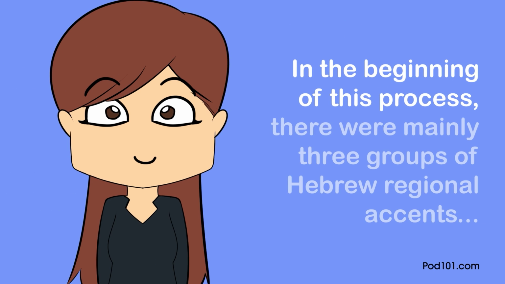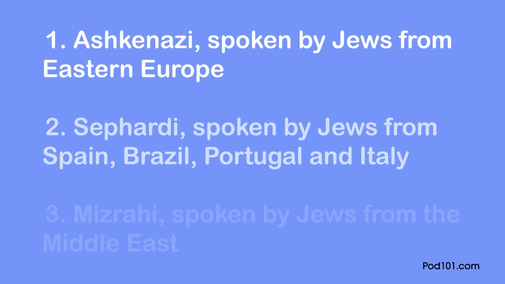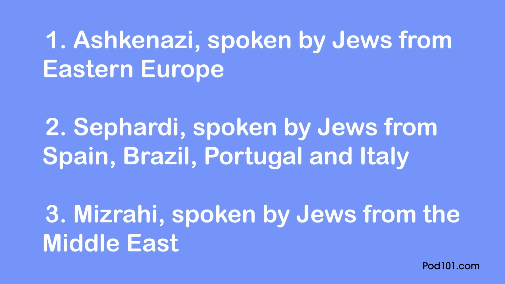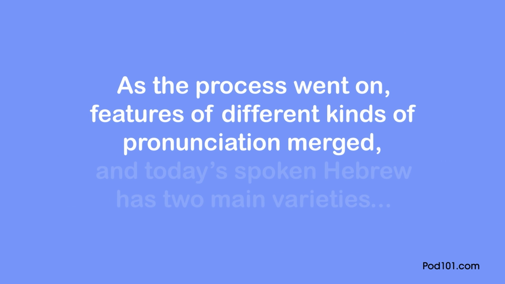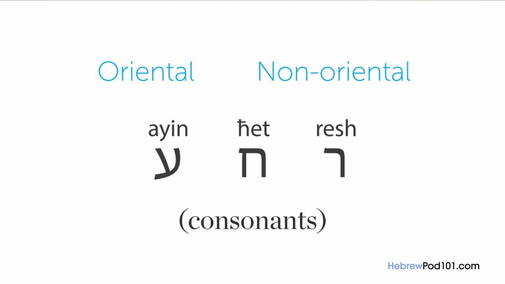In the beginning of this process, there were mainly three groups of Hebrew regional accents: Ashkenazi, spoken by Jews from Eastern Europe; Sephardi, spoken by Jews from Spain, Brazil, Portugal, and Italy; and Mizrahi, spoken by Jews from the Middle East. As the process went on, features of the different kinds of pronunciation merged, and today spoken Hebrew has two main varieties: Oriental and non-Oriental, that differ mainly in the pronunciation of the consonants Ain, Chet, and Reish.